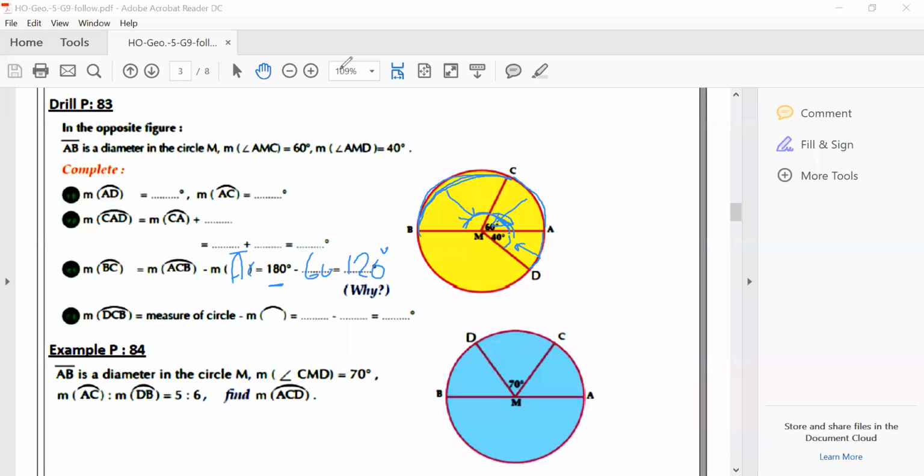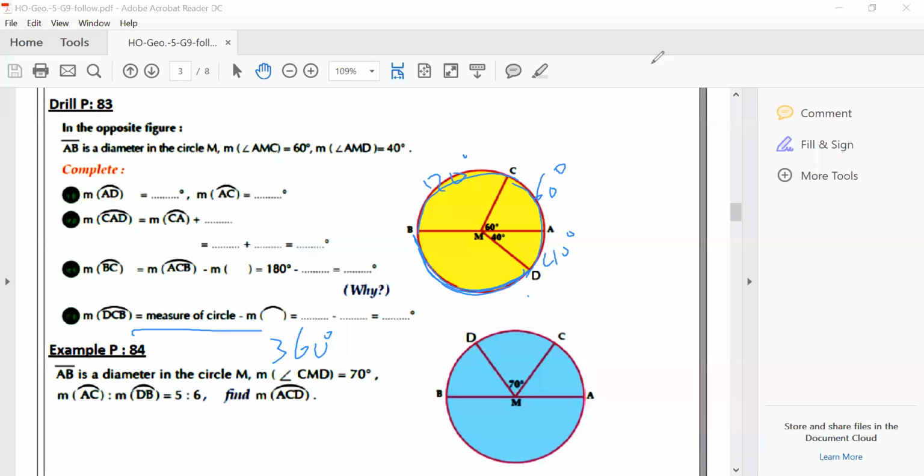Okay, and the last thing he wants, measure DCB. DCB I can get by adding. I get measure BC 120, and I have got AC from the beginning 60, and AD I got 40. I can add them, but he wanted to make it by the opposite one. He wants to make it the measure of the whole circle, which is 360, minus the rest, which is BD. Both are right, but in the exam I think we will make it by adding the 3 arcs, which will be 220.